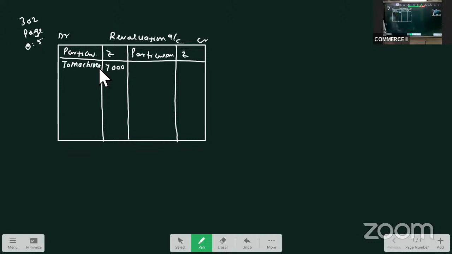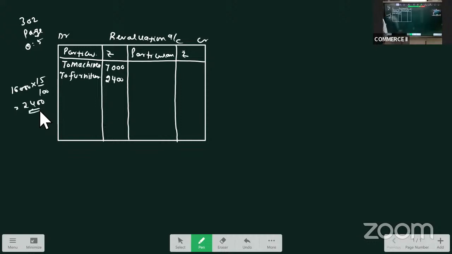Then furniture is to be depreciated by 15%. Furniture is given as 16,000. On 16,000, 15% would be 2,400. How? 16,000 into 15 by 100. That would come to 2,400.